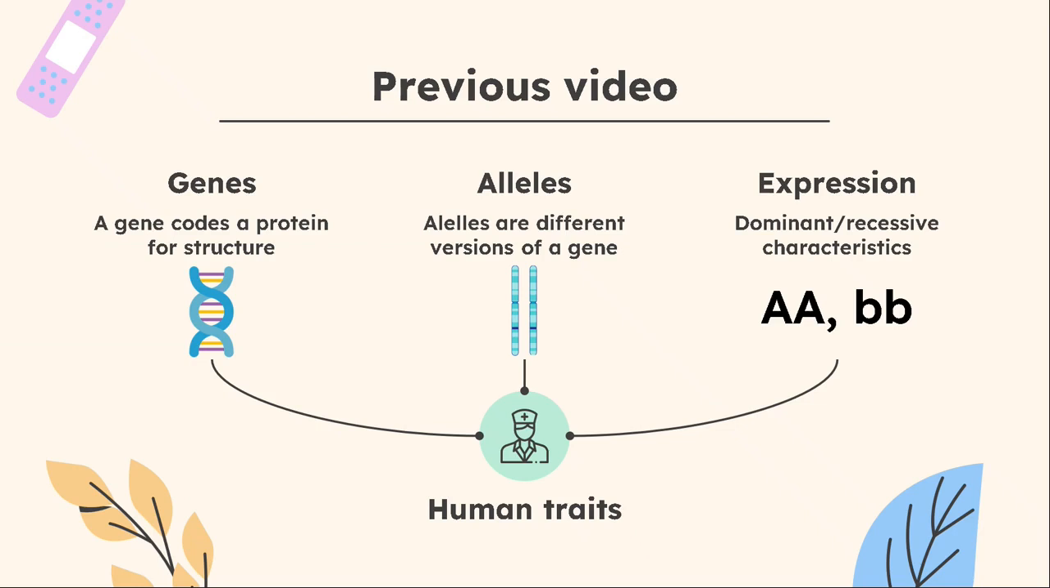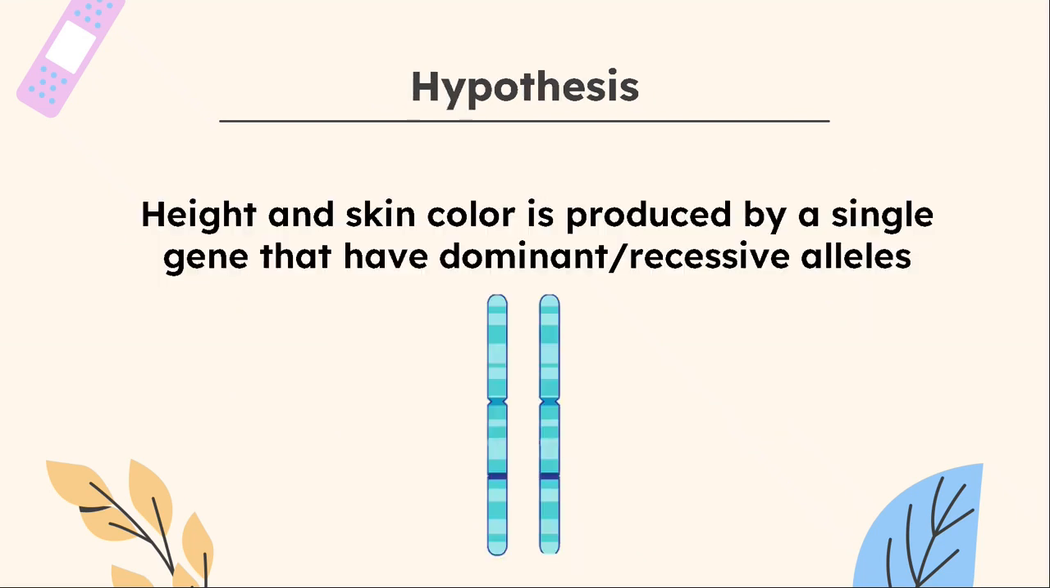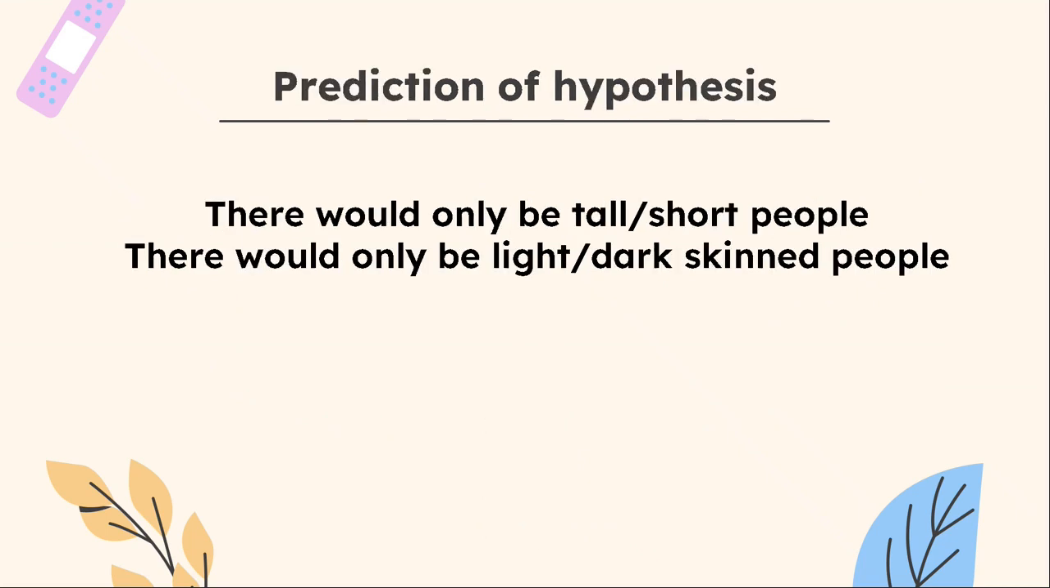If we remember the last video, I talked about genes and alleles and how they affect our body and our traits. We know that there are dominant and recessive alleles. Let us put up a hypothesis that height or skin color is controlled by one gene with two alleles on the chromosome pair. Then there must be little variation in height because of the dominant recessive characteristic of alleles.